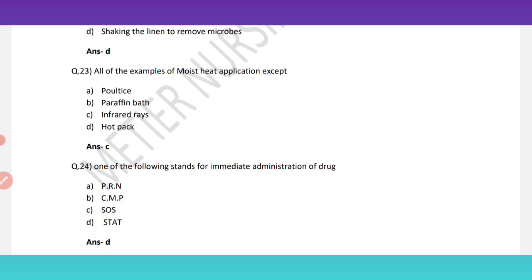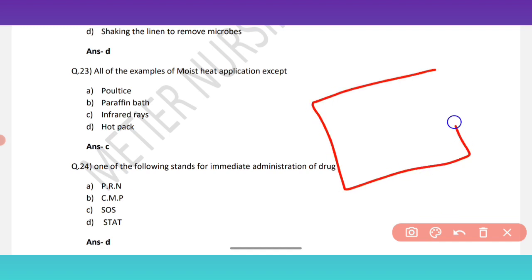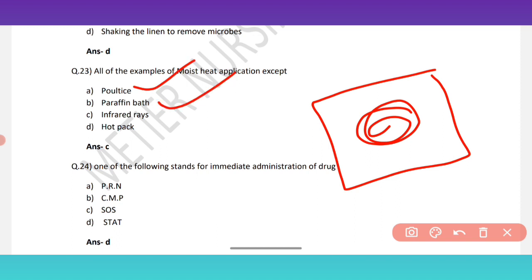So what are all the things considered as moist heat application? That is the question here. The keyword is moist heat, and here they have given four options. Poultice means they take a soft cloth, keep some medicine in that, cover it and apply it over the area. This is also a type of moist heat. Paraffin bath is also a type of moist heat. Hot pack, we are using the hot water bag, is also a type of moist heat. Infrared rays is the dry heat. So option C, there is no direct contact between the infrared rays and the body.